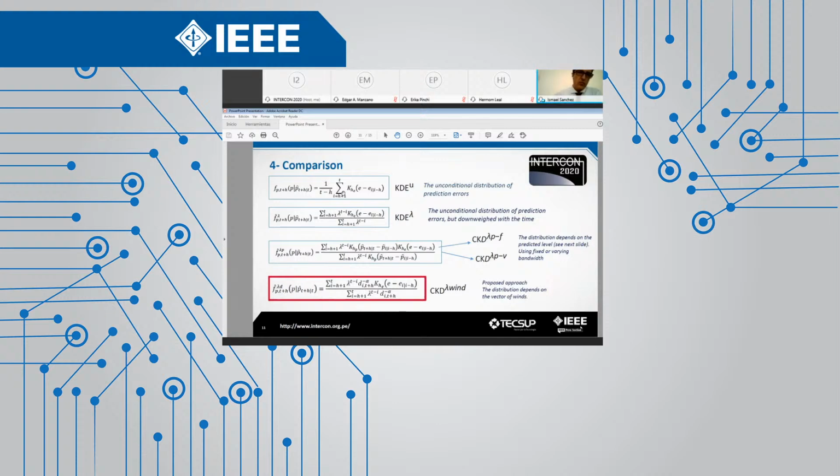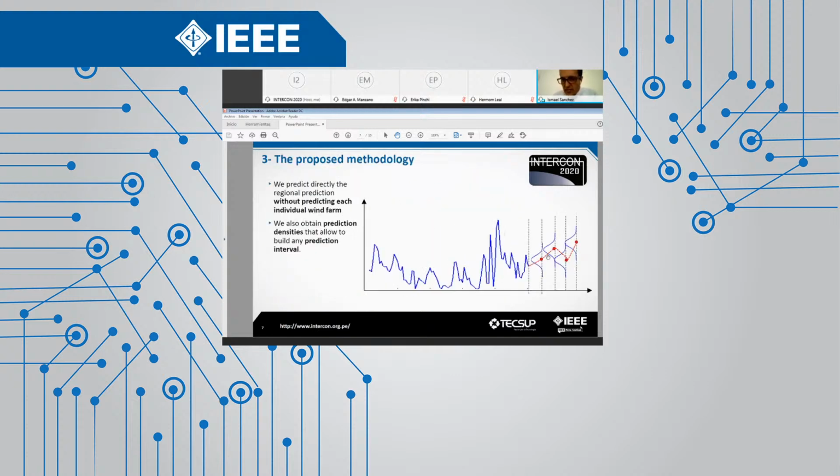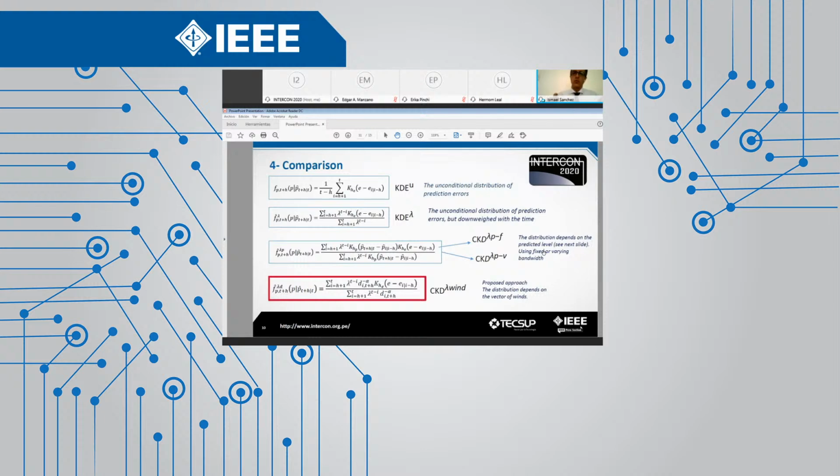My first competitor would be the unconditional distribution. By doing so, I'm telling that the prediction distribution is going to be the same always. I'm going backward, more or less, in this slide. Always the prediction error has the same distribution, and with this equation I'm going to make that model. So the shape adapts to the historical data.